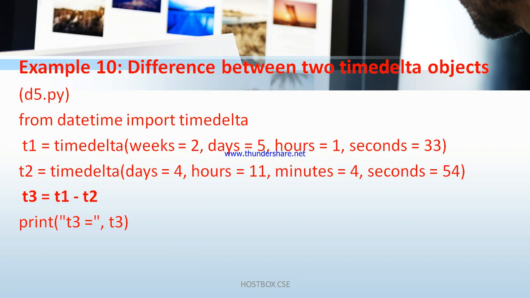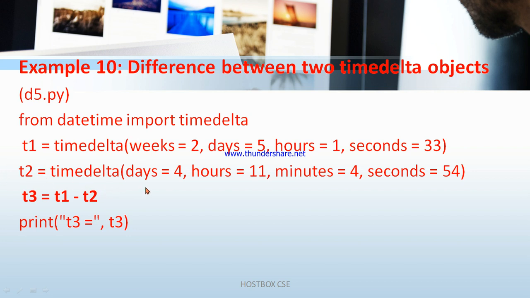A program d5.py to print the difference between two timedelta objects. Where we have the program, first step we know. So I am going to write an object. T1 is equal to timedelta of weeks equal to 2, comma, days equal to 5, hours equal to 1, and seconds equal to 33.